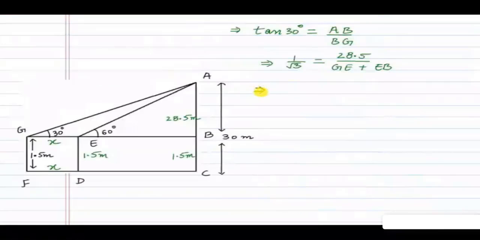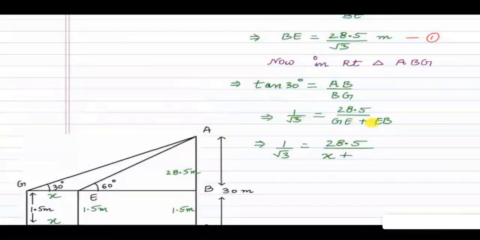Now this will imply 1 by root 3 is equal to 28.5 over GE plus EB. Putting the values here, we can see that GE is equal to X, and in place of EB, from our first, BE is equal to 28.5 by root 3 meters. So putting it here in place of EB, we can write this value, 28.5 divided by root 3.